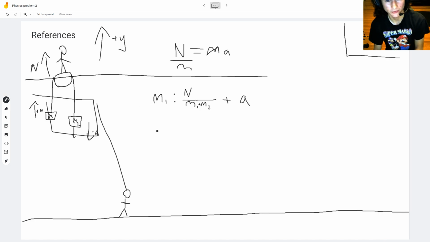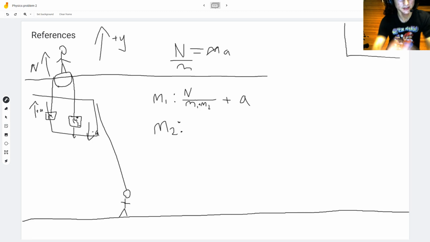So now for mass 2, it gets a little bit more complicated. For mass 2, we're going to have a negative acceleration, which means that this is going to be going down from the reference of someone sitting here. We do not know if it's going to be going up. That depends on whether this acceleration downwards is greater or less than the acceleration upwards. So I'm going to add the upwards acceleration of the entire system, which is, again, n over m1 plus m2.